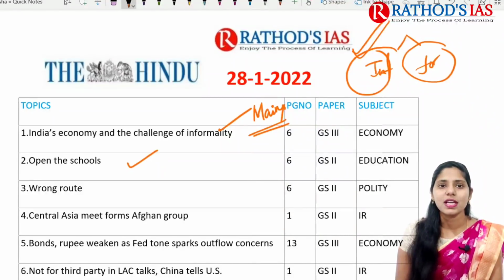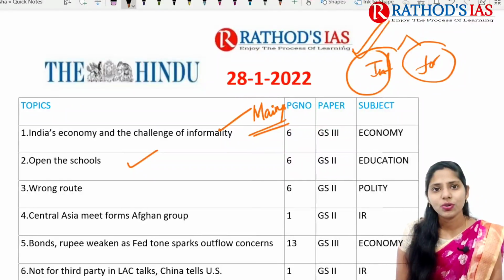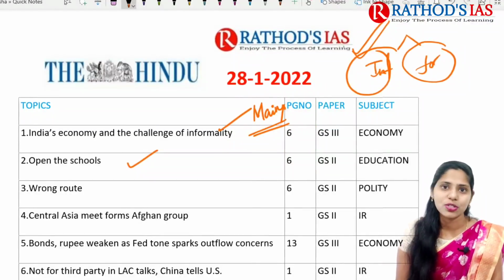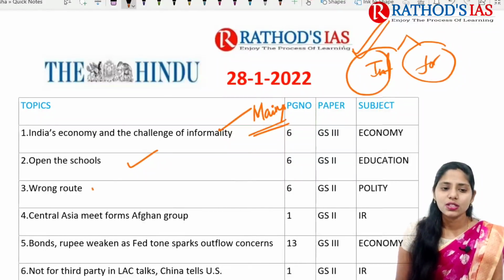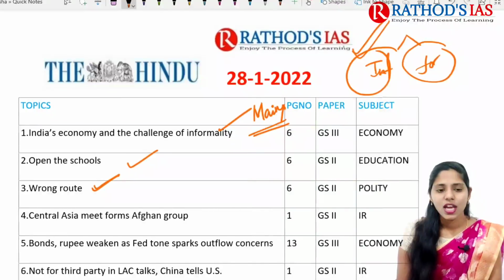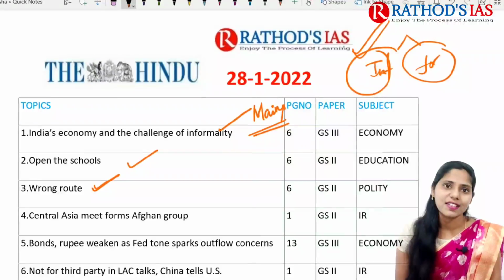And the next topic is about reopening of schools. Actually, the author mainly talked about the need for reopening of schools, and that is the thing we are going to discuss. This is important from the education point of view, which mainly comes in GS paper 2. The next topic is regarding the wrong route. Recently, Kerala wanted to amend the Lokayukta Act, because of this news, we are going to see what the highlights are.